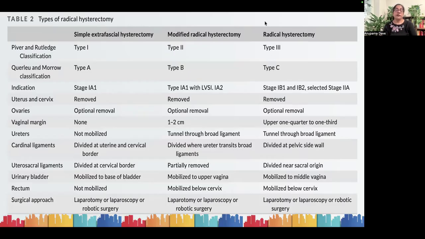If we look at the types of radical hysterectomy, it could be type 1, 2, 3, or type A, B, or C.